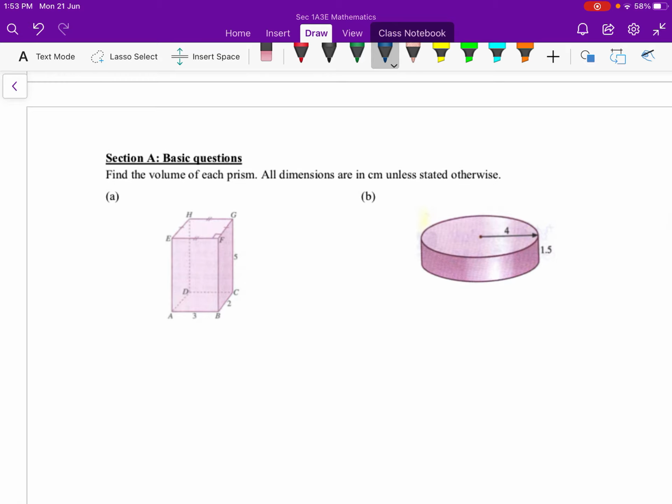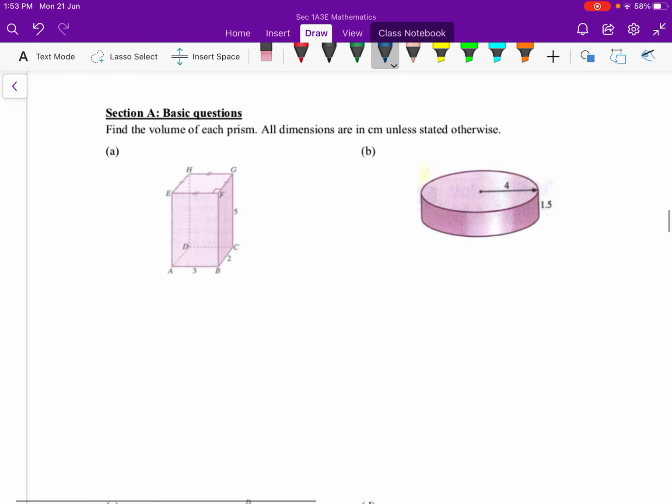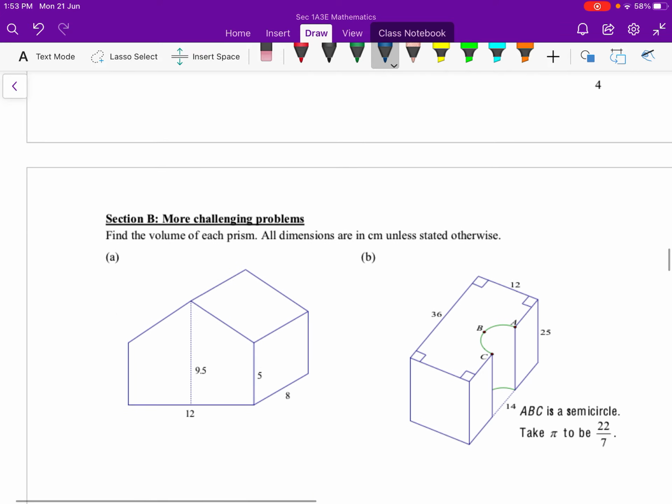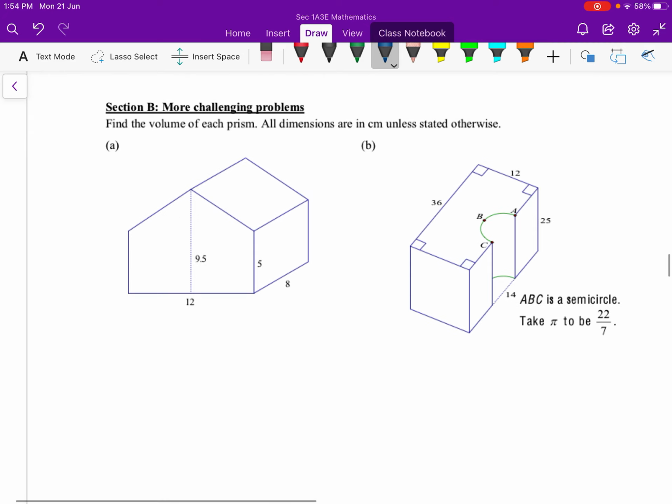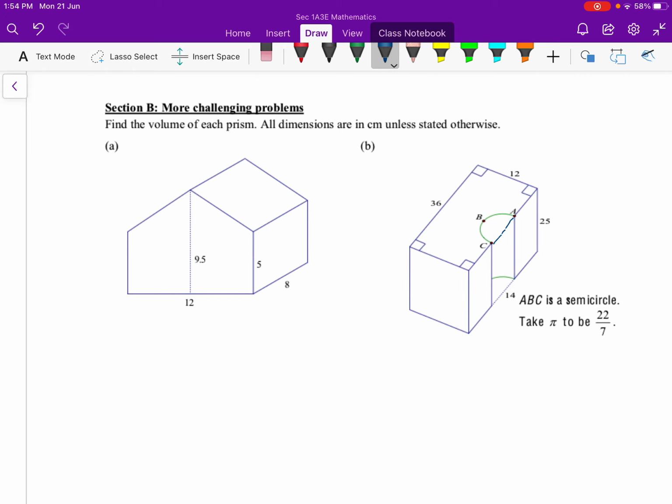Now you can try the rest of the questions in section A by yourself. Section B is slightly more challenging. A tip for you is to break up the cross-sectional area into different parts, and sometimes you need to do a little bit of subtracting. For example, in this case, we can find the cross-sectional area for this particular shape by taking the area of the rectangle minus the area of this semicircle. So be creative about it.